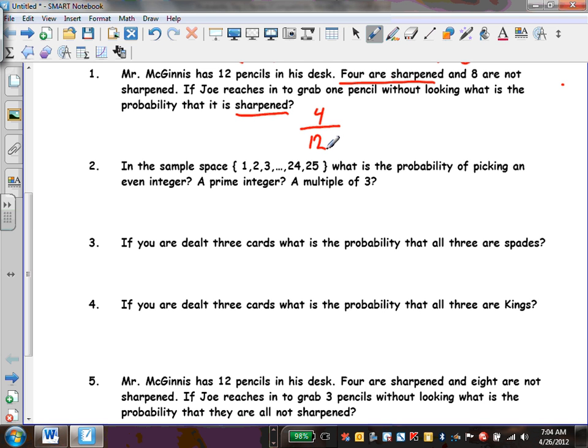So the event itself is picking the pencil. Okay, so that's the event. The sample space is 12. The probability is 4 over 12. Obviously, we always want to reduce, so just do 1 over 3. Take a 4 out of both the top and bottom. So the probability of picking a pencil that is sharpened, that's how I would write that.